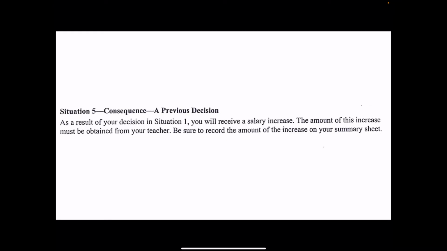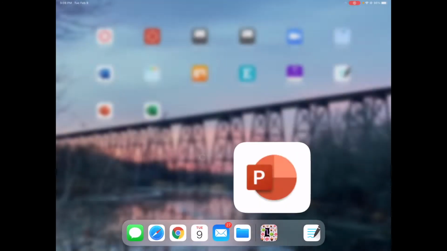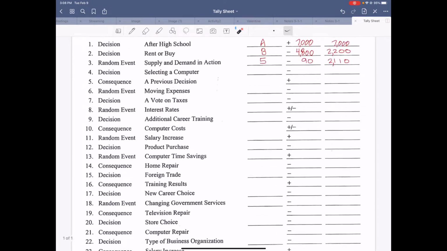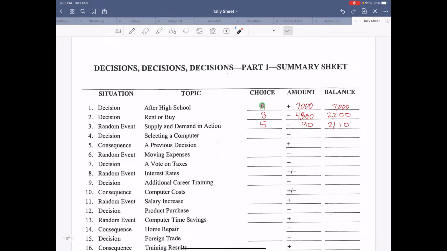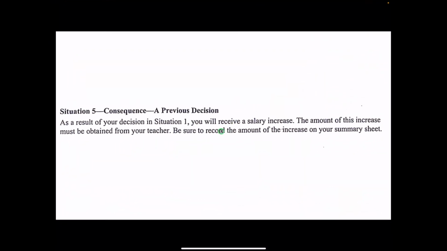Situation 5. As a result of your decision in situation 1, look back to situation 1. I can see that I have letter A here. You will receive a salary increase. The amount of this increase must be obtained from your teacher. Okay, so I'm going to look through there.